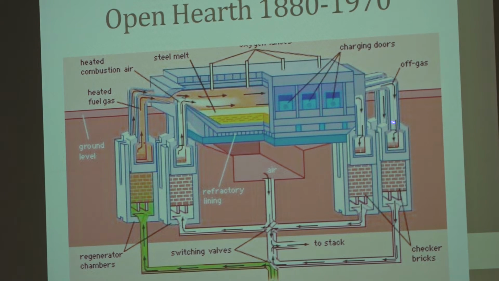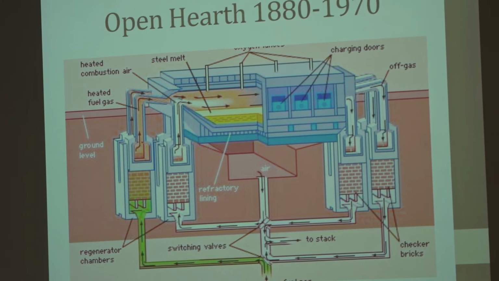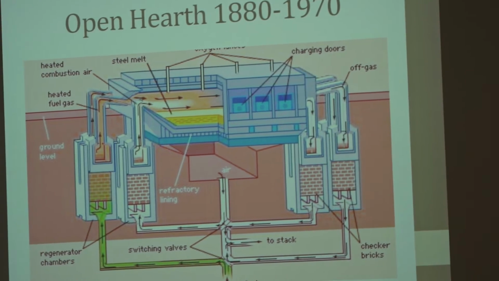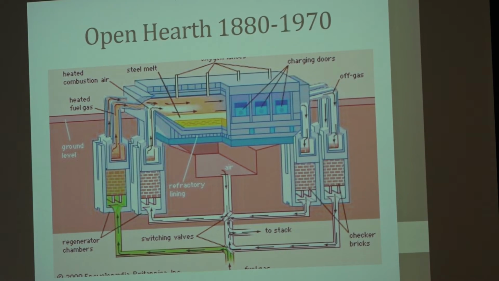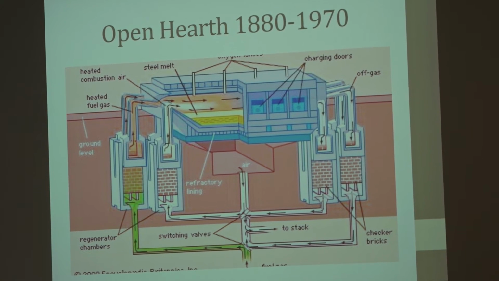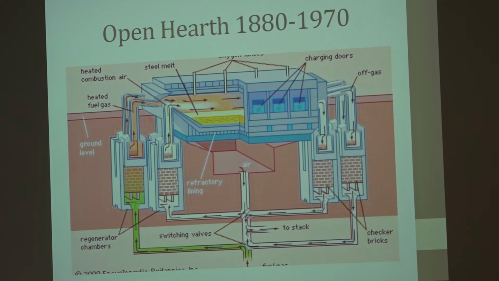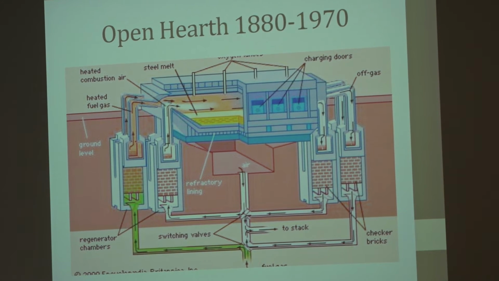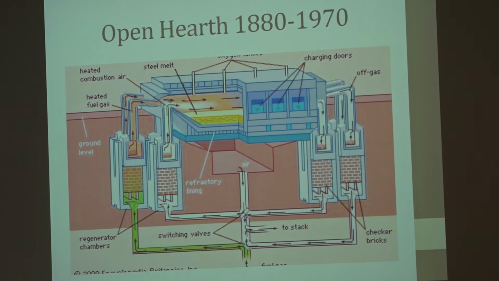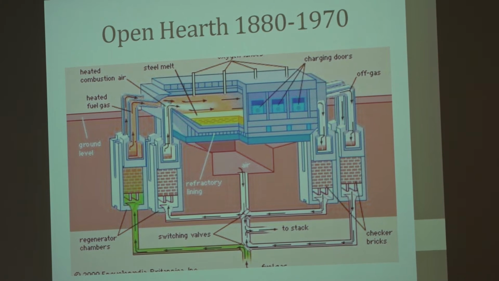And you have charging doors where you throw in the cast iron and the scrap. You can only use about 10 or 20% scrap in this process. Most of it has to be virgin cast iron. And it takes about 24 hours. You're basically puddling the iron. You're bringing air over the top, and you're burning off the carbon in the steel. It's basically the puddling process.